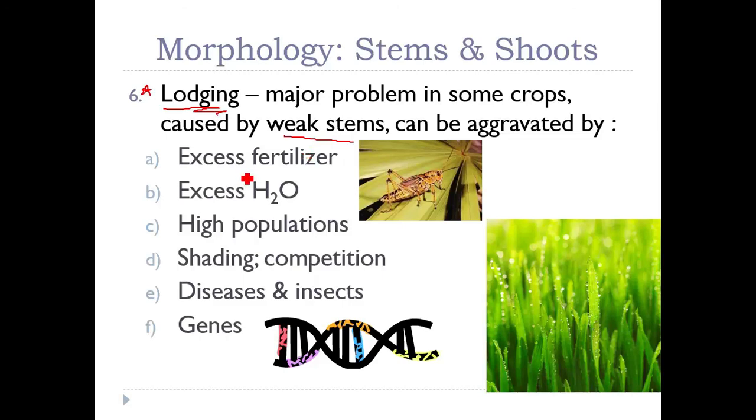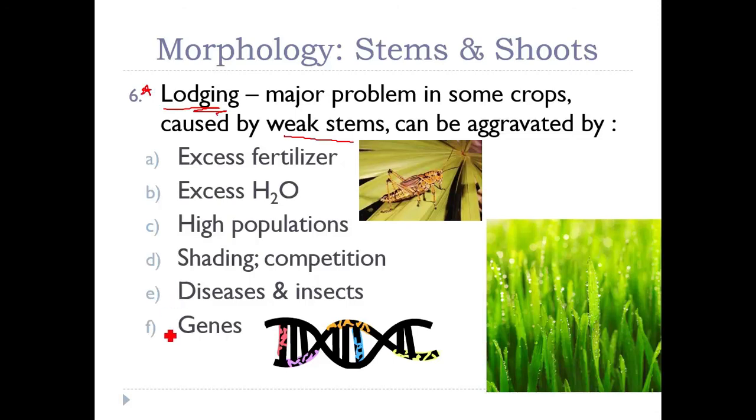Excess fertilizer can do it, causes too much vegetative growth. Excess water can do it, causes too much vegetative growth. You get excess weight in the above ground part of the plant and it will just fall over. High plant populations, where your plants are competing with one another for sunlight. Shading and competition go along with this. Diseases and insects can damage the plant stem, causing the plant to fall over.